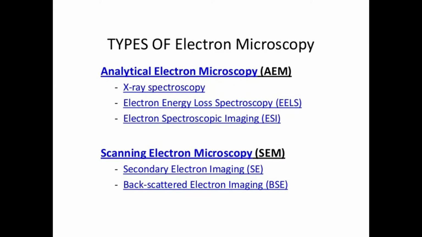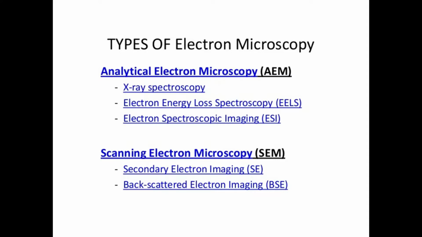Types of electron microscope: there are basically two types, one is the analytical electron microscope, AEM, and the other is the scanning electron microscope. Here I want to mention one more terminology, AFM, atomic force microscopy. Do not confuse AEM with AFM; only one small letter is replaced. Then there are X-ray spectroscopy, electron energy loss spectroscopy, and electron spectroscopic imaging. That's not a matter, as our focus is on the SEM only.